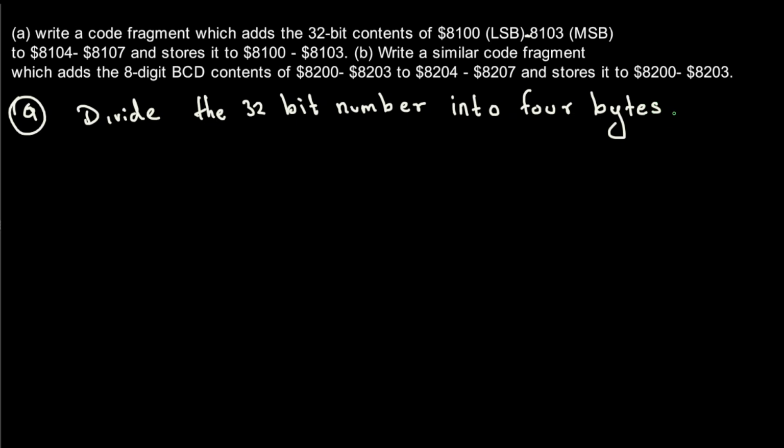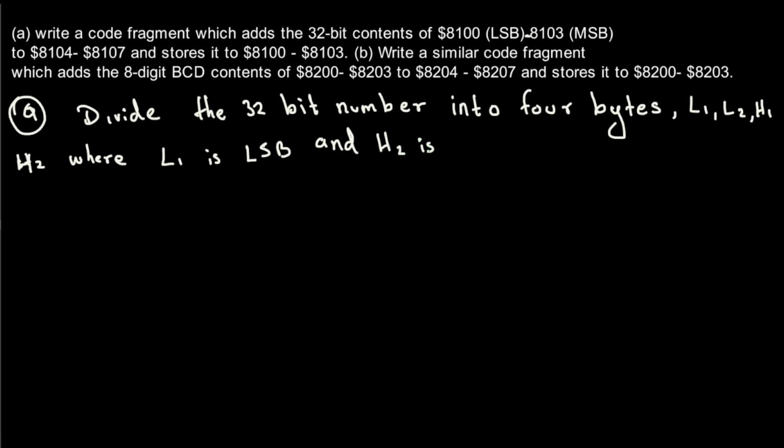L1, L2, H1, H2, where L1 is the least significant byte and H2 is the most significant byte, in that order. So let's deal with the least significant byte first. The least significant is mentioned here.